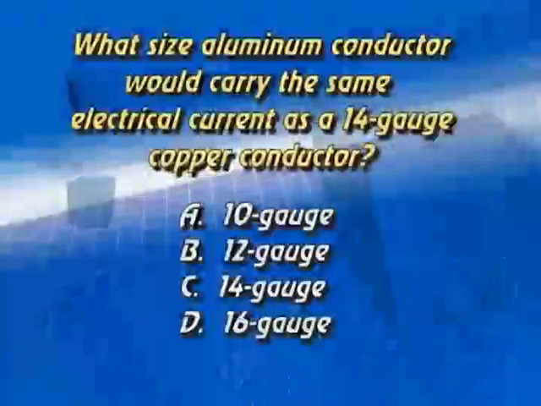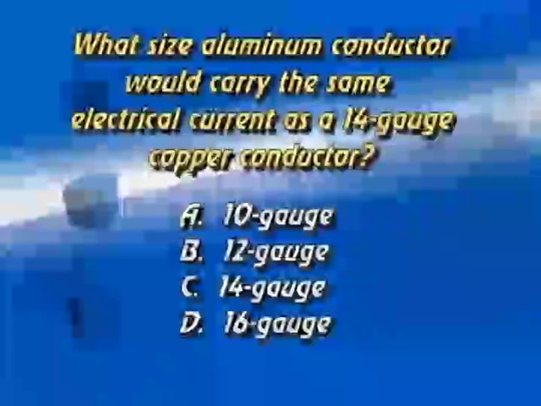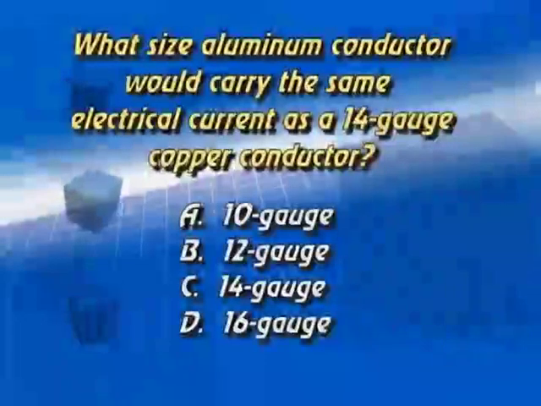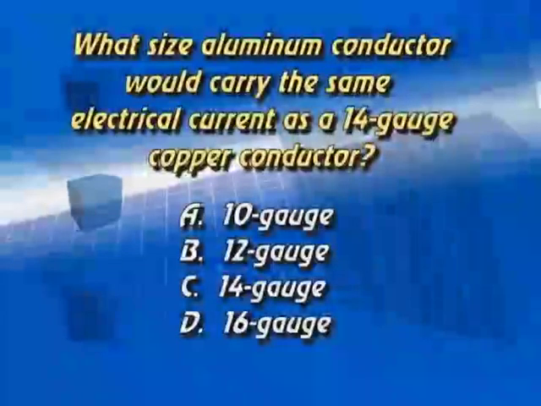Number 9. What size aluminum conductor would carry the same electrical current as a 14 gauge copper conductor? The answer on this is B, 12 gauge. 14 gauge is slightly smaller than 12 gauge. Aluminum doesn't carry quite as much electrical capacity as copper does. A 14 and a 12 are pretty close when you compare copper and aluminum. So the answer is B, 12 gauge.